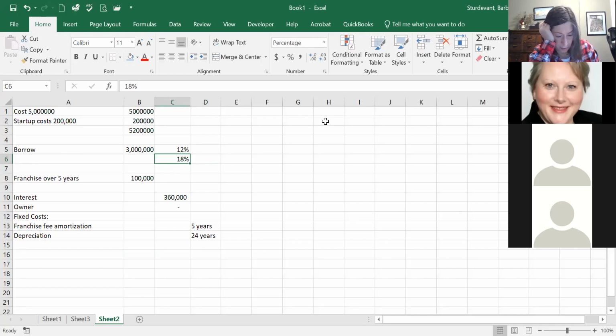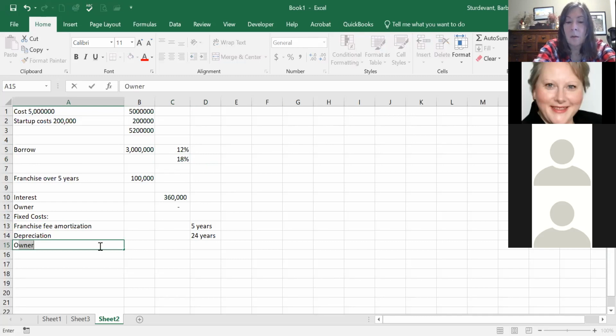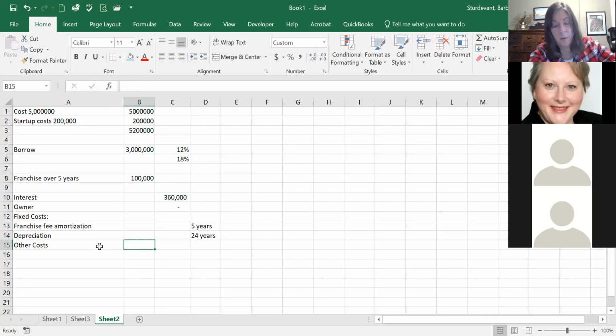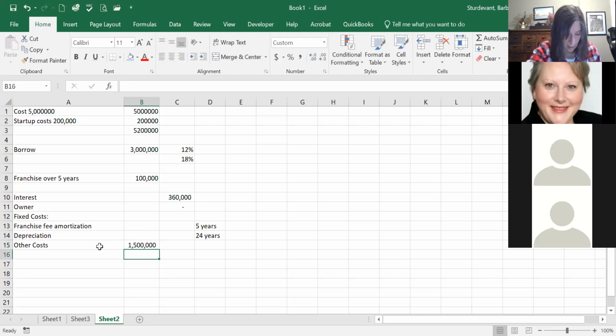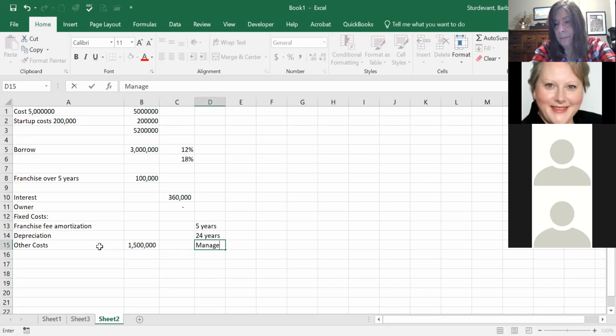Other costs. And again, you can see I'm jumping all around here. So I'm just reading through the problem and putting the information in as I go. So other costs are $1.5 million. Okay, we have management fee of 3%. Not got very much. Okay, what else do we have?